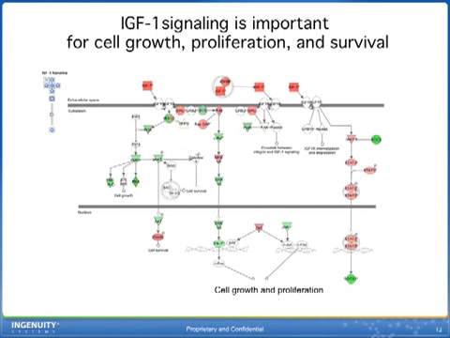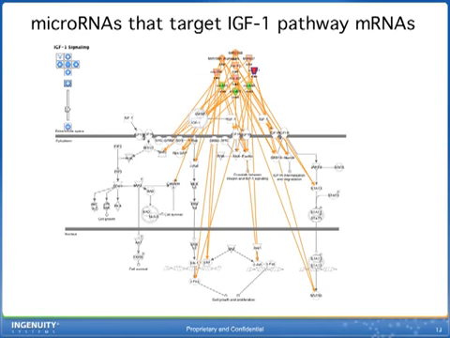Overlaying the ovarian cancer mRNA gene expression onto the pathway reveals that many of the genes are affected. Red genes are upregulated and green are downregulated in fast versus slow recurrence. Now we can take the microRNAs that survive the expression filter and connect them to their mRNA targets, and it is apparent that many of them target the genes of the IGF-1 pathway.